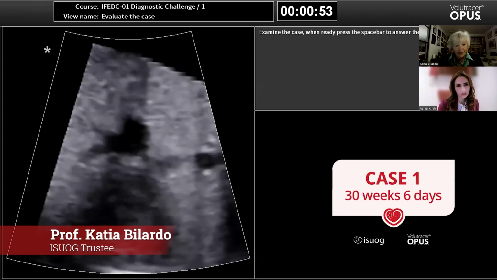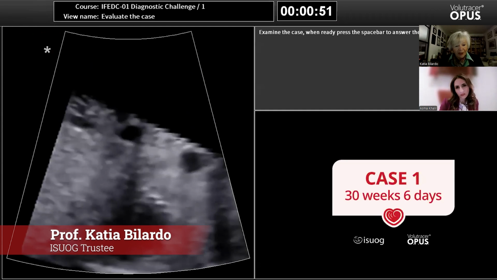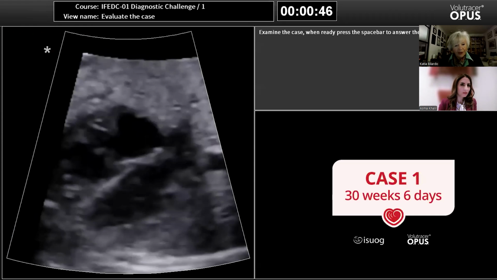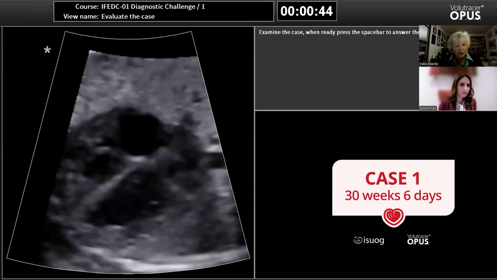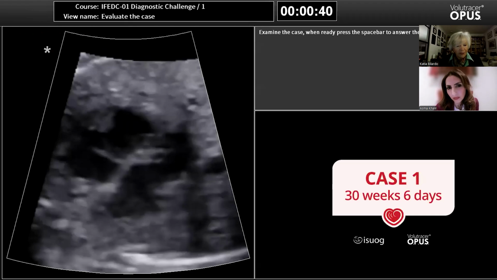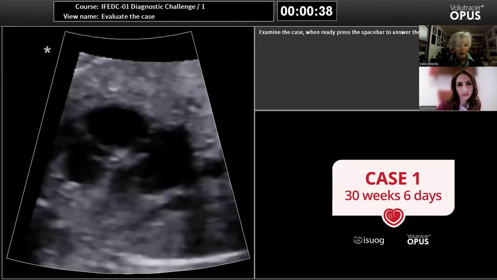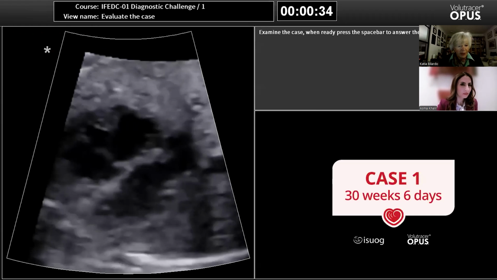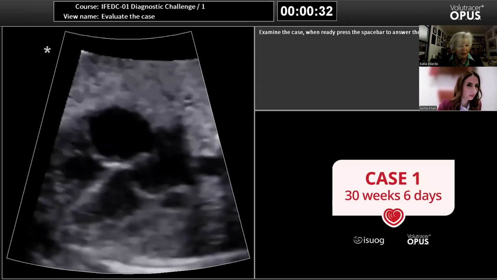So what we saw: the situs, that's the stomach. This is the heart. We have here quite a nice four-chamber view, a nice offset of the valves. Look at the atria, especially the left atrium. There is a strange structure there.